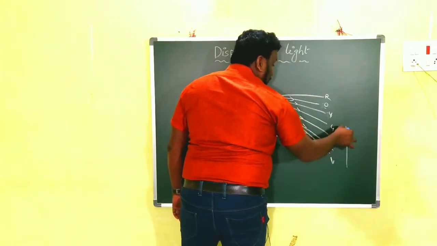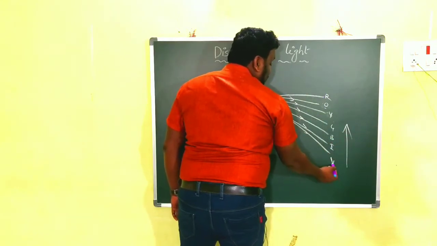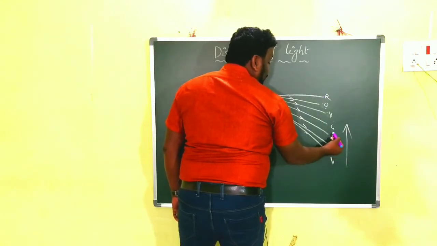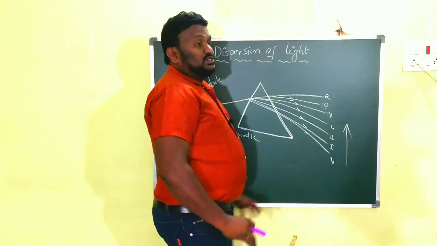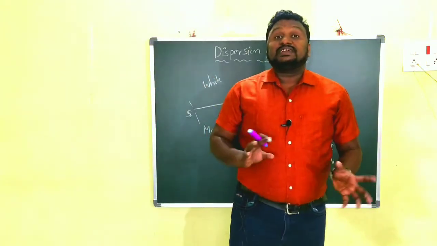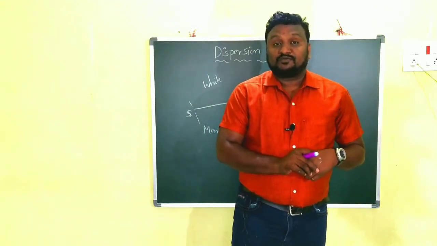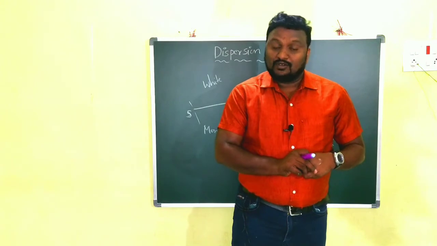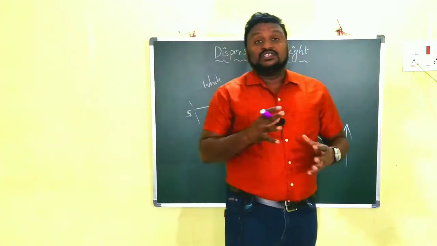Here you have to observe the pattern. VIBGYOR. From the bottom: violet, indigo, blue, green, yellow, orange, red. So white light splits into 7 colors. That phenomenon is called dispersion of light. So what is the reason behind the dispersion of light?